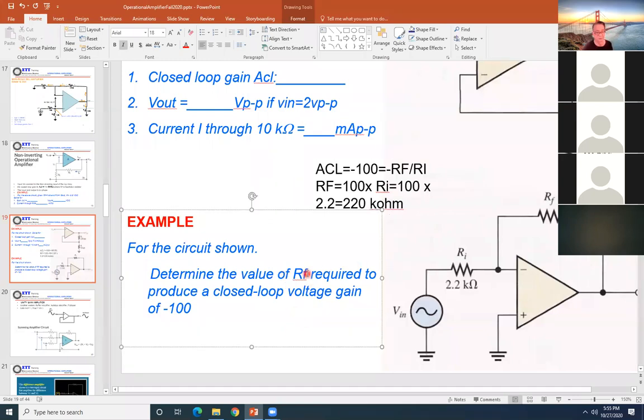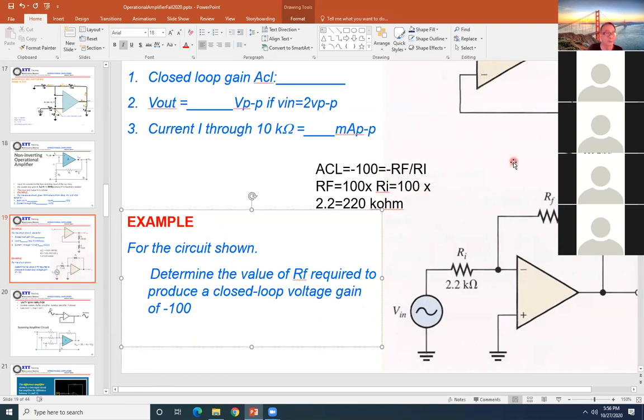Okay. Any question? Yes, Mr. Pham, the negative value, the minus 100, the minus is because this is an inverting amplifier. Now, both minus signs cancel. Minus 100 equals minus RF over RI, so they cancel out. Resistor value cannot be negative.